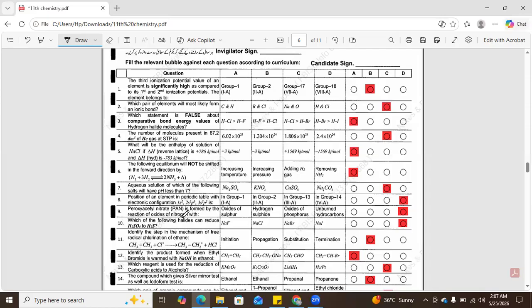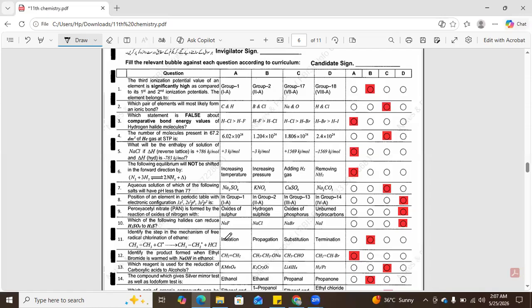Peroxyacetyl nitrate is formed by the reaction of oxides of nitrogen with unburned hydrocarbons. D is the right answer. Which of the following halides can reduce H2SO4 to H2S? NaI.